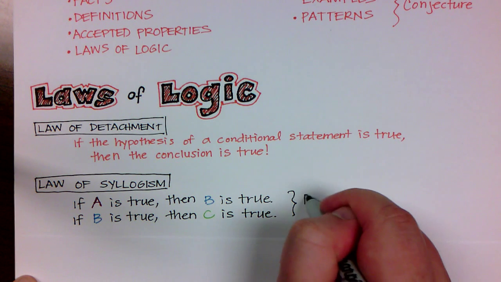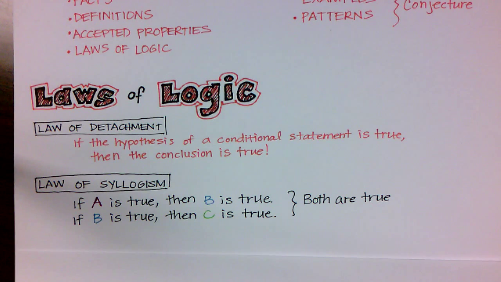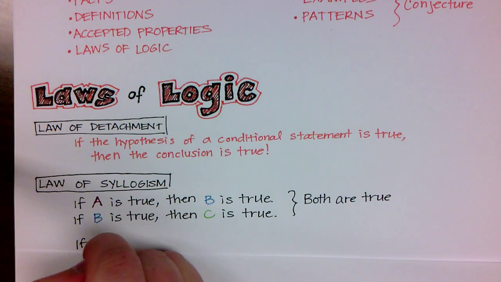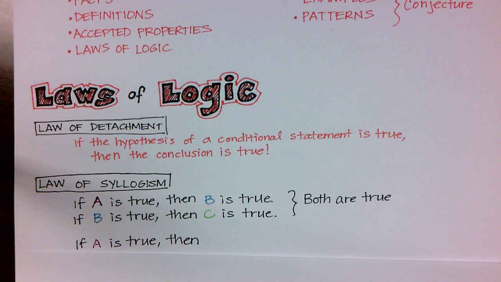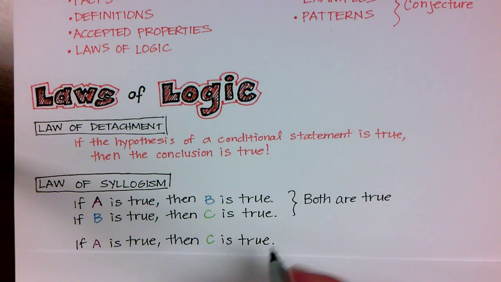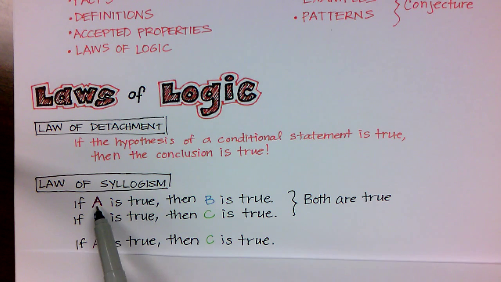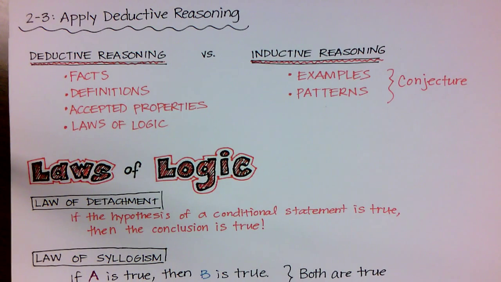If both of these statements are true, then I can make my own conclusion, and I can say that if situation A is true, then C is true. Okay, so if you have something that's true, then B is true. Well, that's the same as in the second statement. If B is true, then C is also true. So I can kind of infer from all of this using the law of syllogism that if the first statement is true, then the last statement is also true.